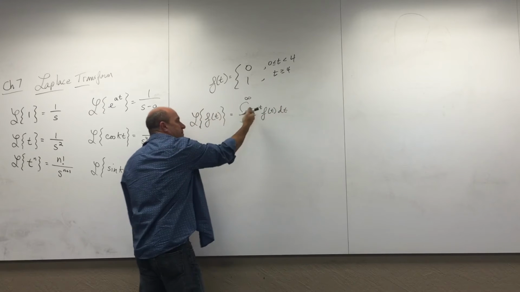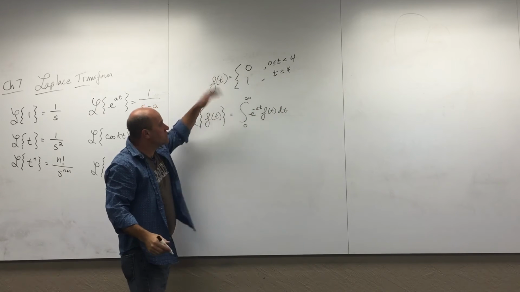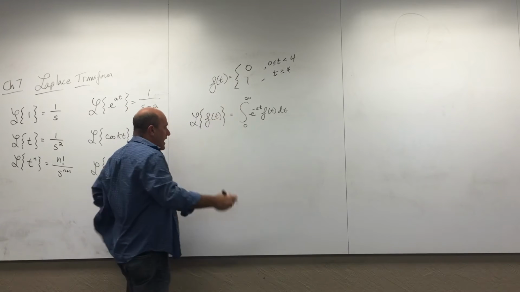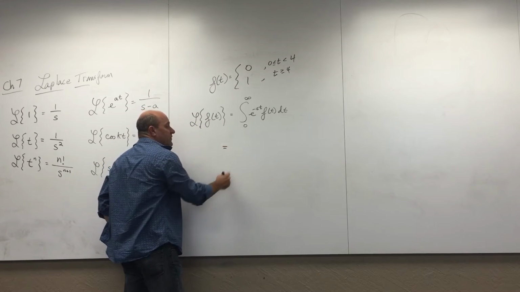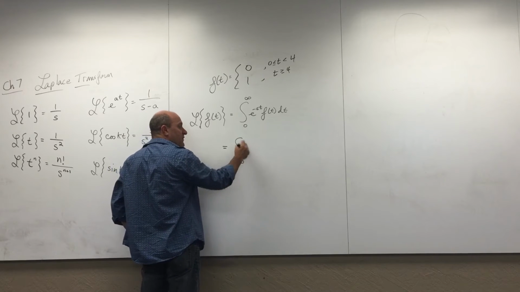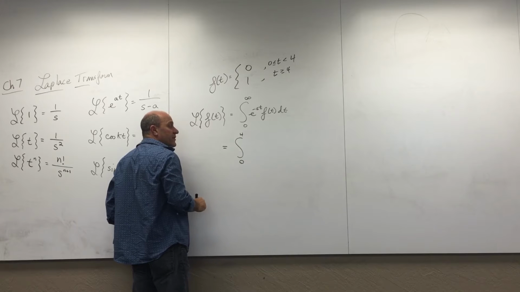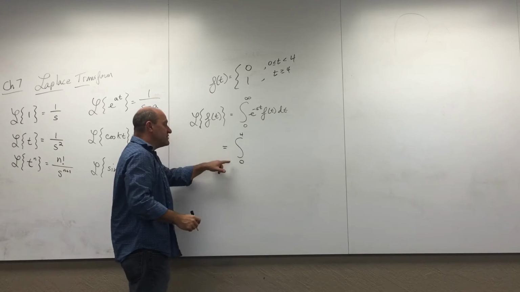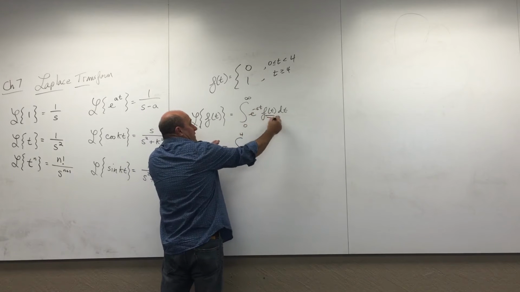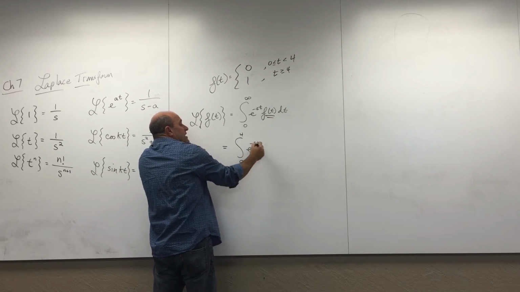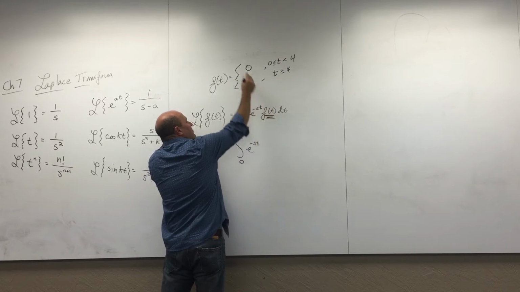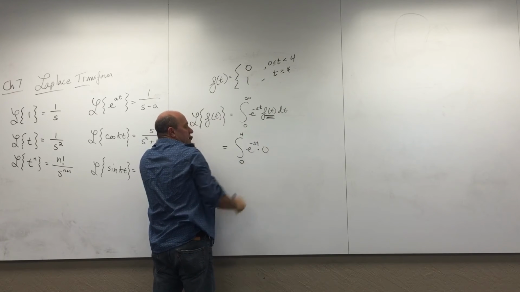Hold on, but my f of t is a piecewise function. And if I'm trying to integrate from 0 to infinity, do you realize what I probably have to do is break it up. I should go from 0 to 4. What do I plug in for my f? I got my e to the negative st, and what do I plug in for my f of t here? 0. I plug in a 0. Yeah, that's kind of funny. Okay.